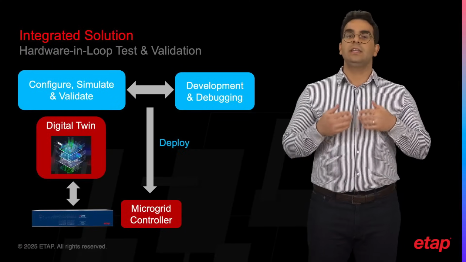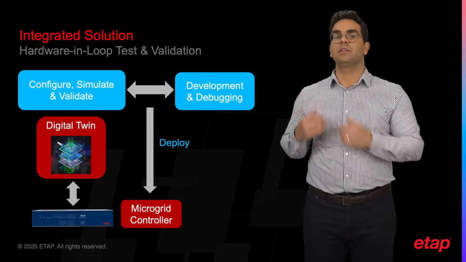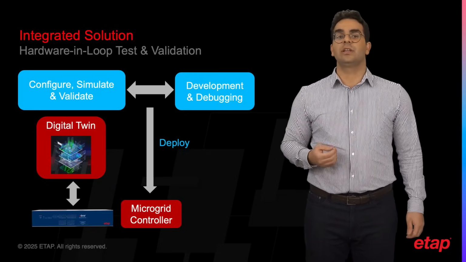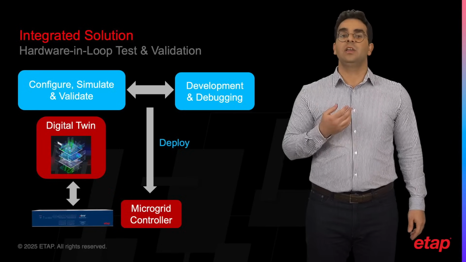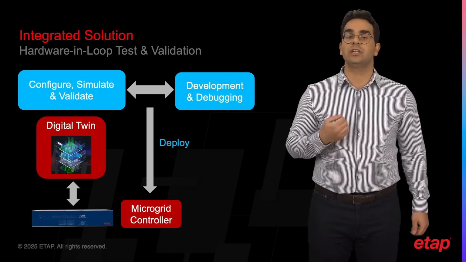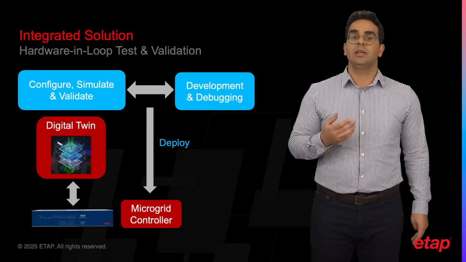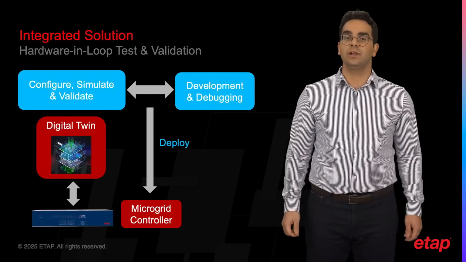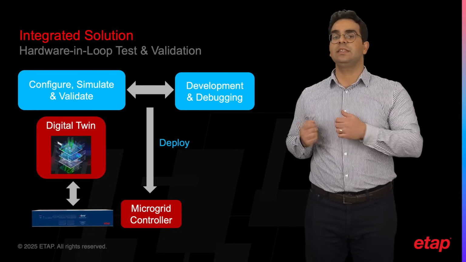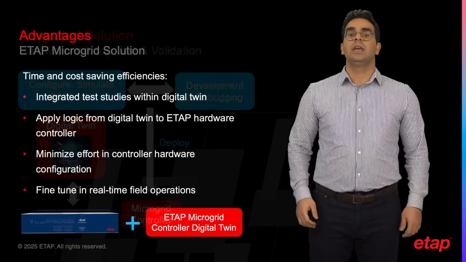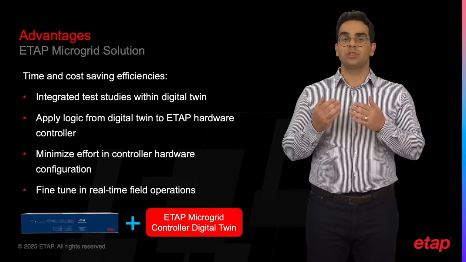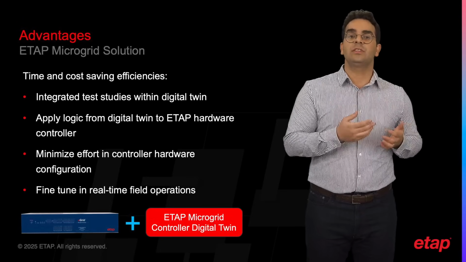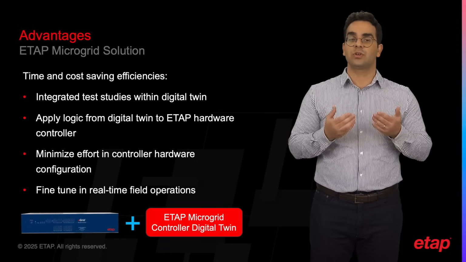In summary, ETAP technology can be used to develop the required functions for the microgrid controller. Then the developed function can be tested and validated using the digital twin in a simulation environment. Additionally, the same logic used in the digital twin can be deployed in the controller hardware and tested using the ETAP digital simulator. In fact, the ETAP microgrid solution provides an integrated environment for customers to efficiently evaluate and optimize their microgrid system.